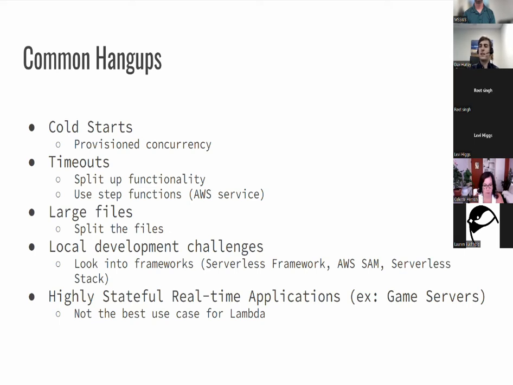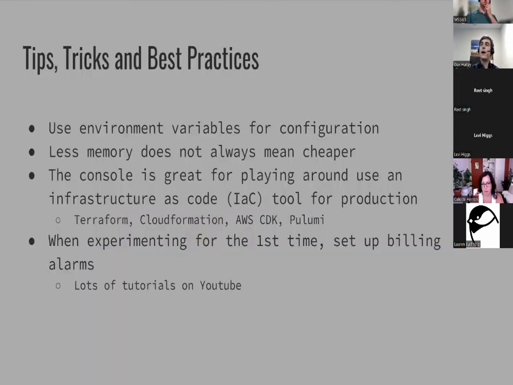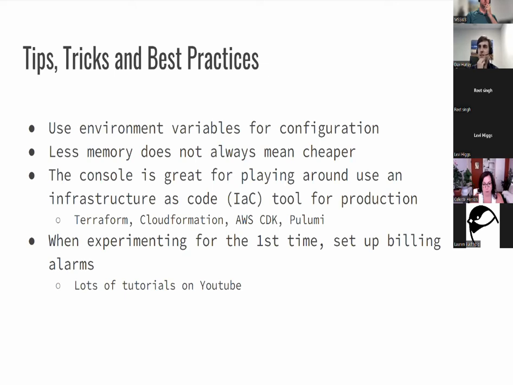all of these isolated environments. So you can't just store the state of the game in memory. You have to store it in some sort of database, and then you have to deal with the reads and writes of the database. It actually doesn't really work well for that sort of use case. So don't try to write a game server in Lambda. And if you could describe your application as highly stateful and real time, you may need to consider a different solution.